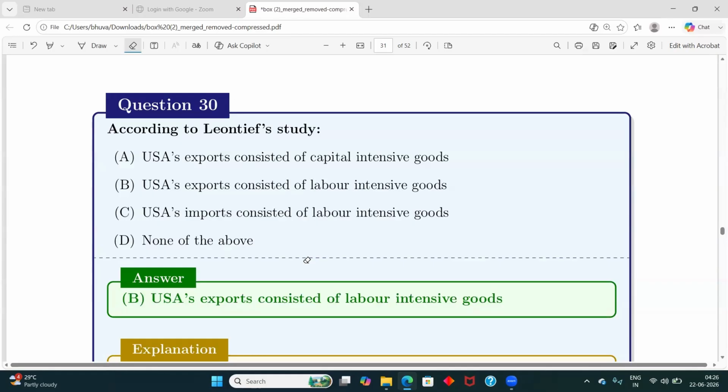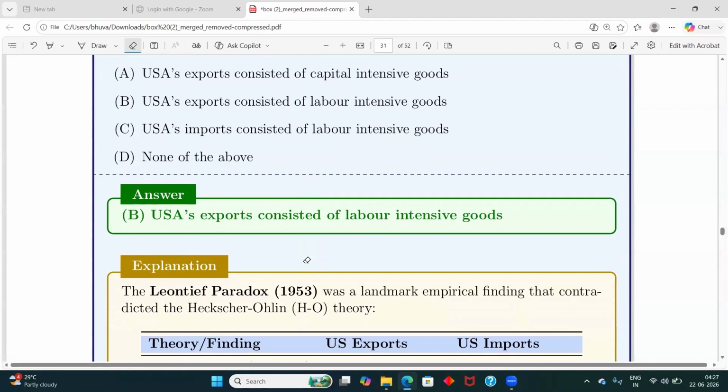The Heckscher-Ohlin theory says a country produces goods intensive in its abundant factor. For example, a capital abundant country produces capital intensive goods, and a labor abundant country produces labor intensive goods. In the Leontief paradox, this is reversed. In the HO theory, the USA produces capital intensive goods, but the Leontief paradox states the US produces labor intensive goods. It contradicts the HO theory. So option B is the correct option.